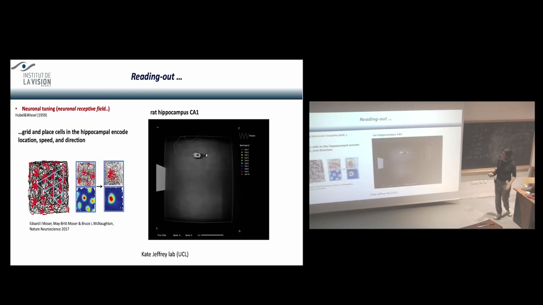There is also a brain region where neuronal tuning is very fascinating, and that is the hippocampus. So here also there are cells that are tuned, and specifically there are different kinds of cells that encode for location, speed, and direction. These are the grid cell, the place cell, the border cell. And so I will show you this movie here. This is with electrophysiology, but this is spectacular.